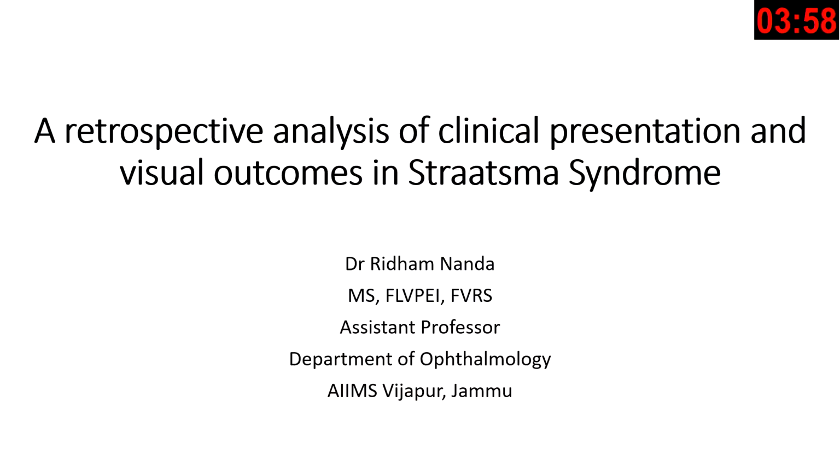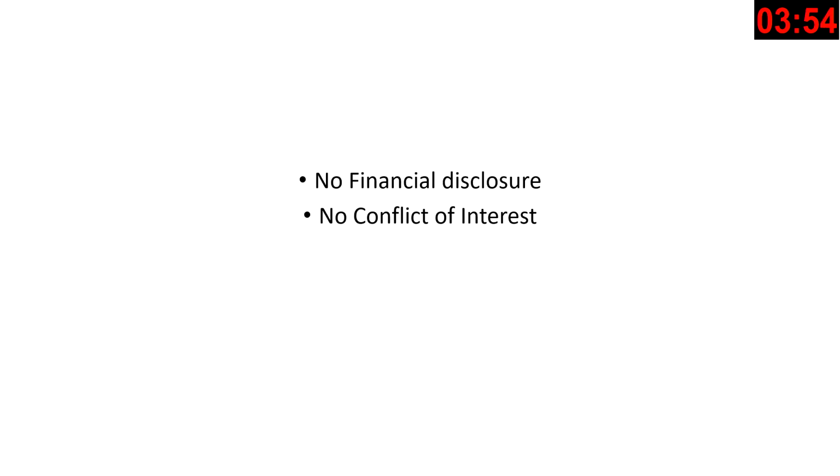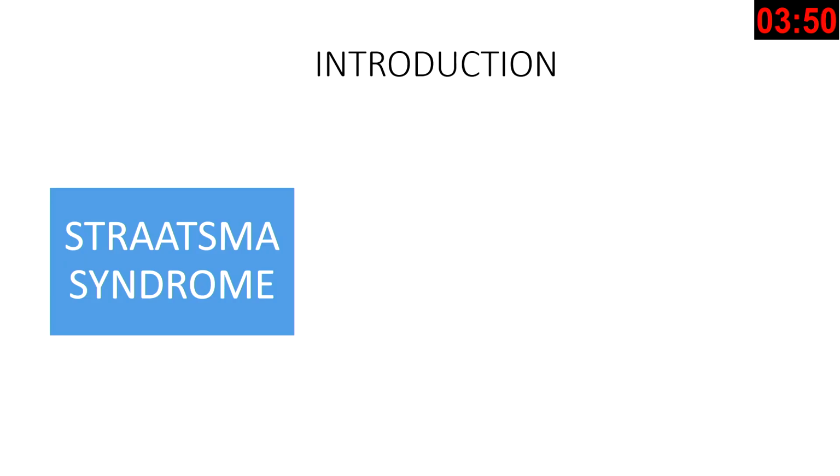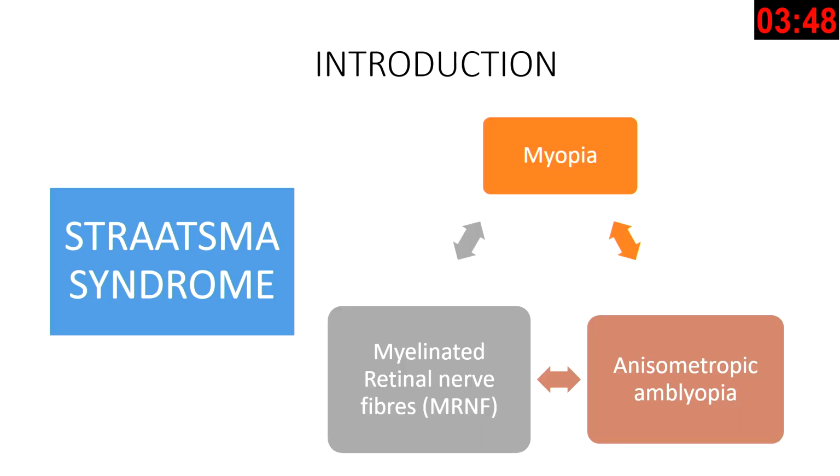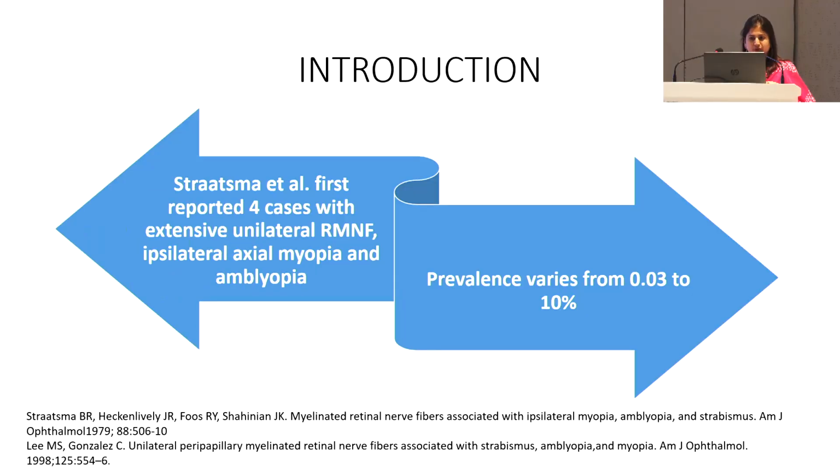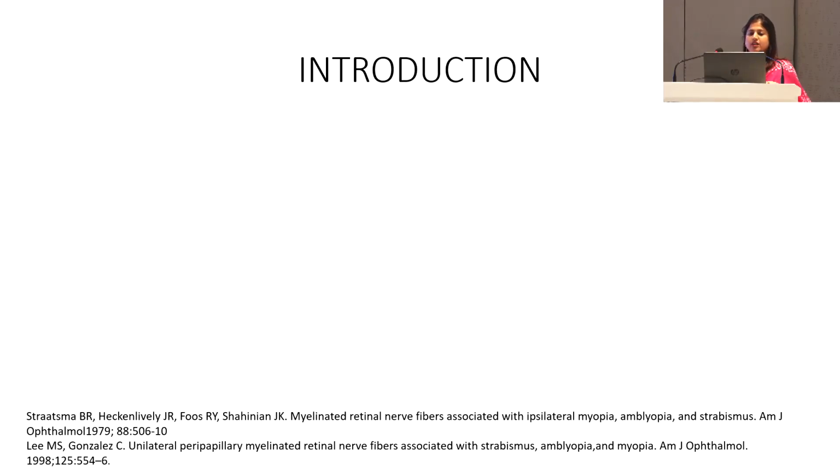I shall be speaking about the clinical presentation and visual outcomes in Stratismus syndrome. I have no financial disclosures to make. As we all know, Stratismus syndrome is a triad consisting of myopia, myelinated retinal nerve fibers, and anisometropic amblyopia. Stratisma et al. first reported 4 cases of Stratismus syndrome in 1967.